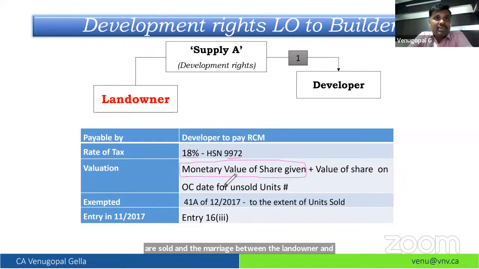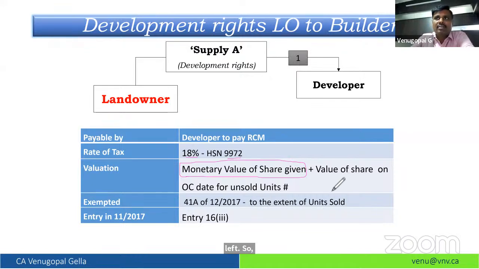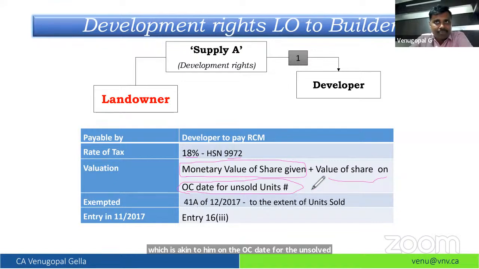But for the purpose of taxation, we go to Notification 6/2019, which says that to tax this, we have to do a valuation of the units that are left. So a share that the landowner is going to get, which is akin to him on the OC date for the unsold units, is also added, which again we will see in the example.